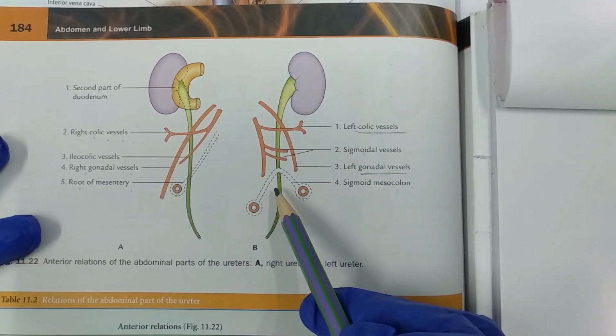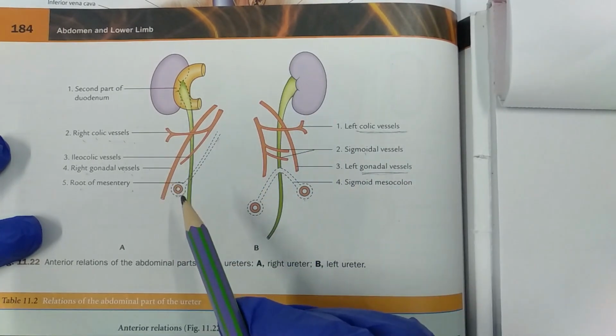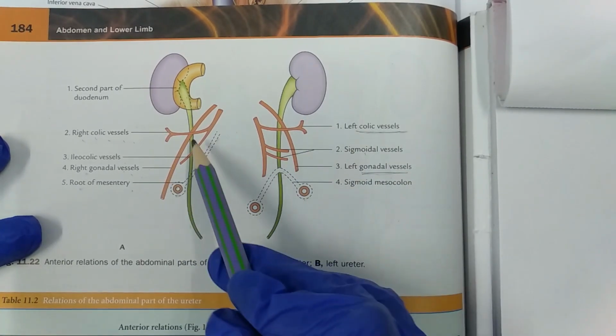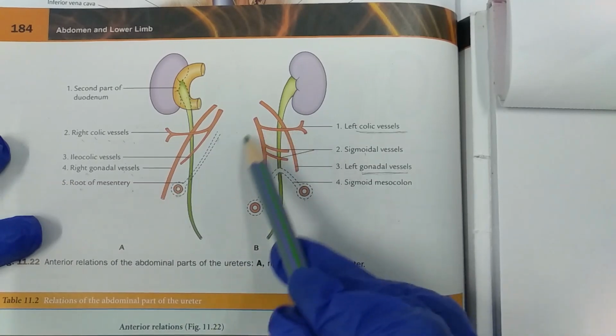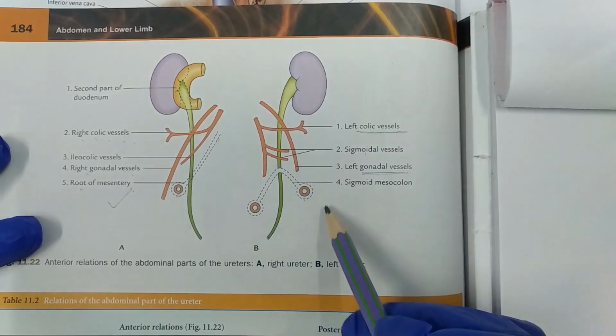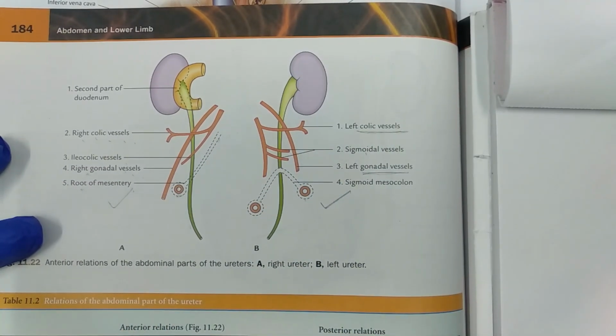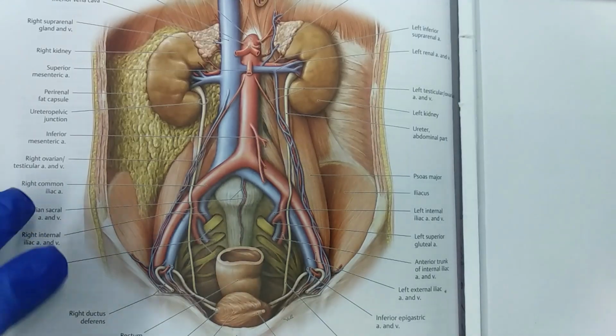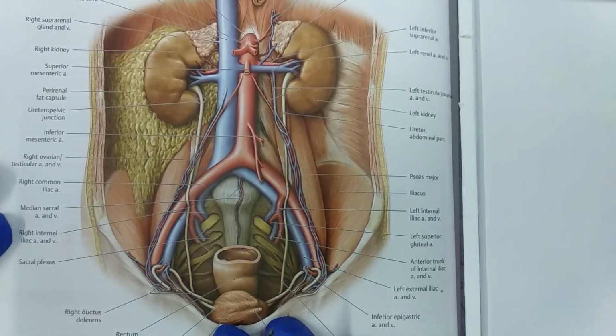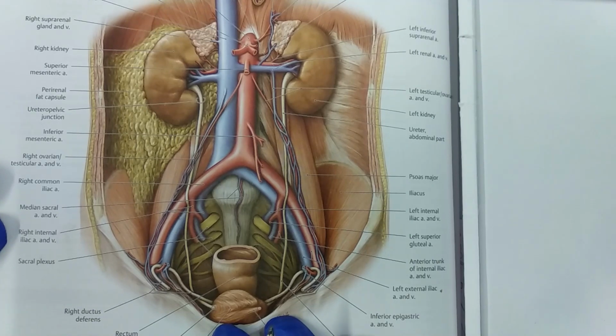So this is all about the posterior and the anterior relations of the abdominal part of the ureter on the right side and on the left side. Now come to the third one, that is the pelvic part of the ureter.